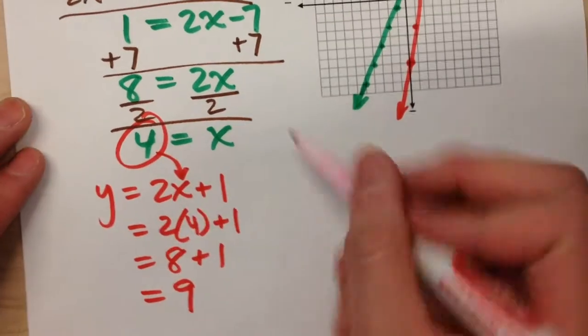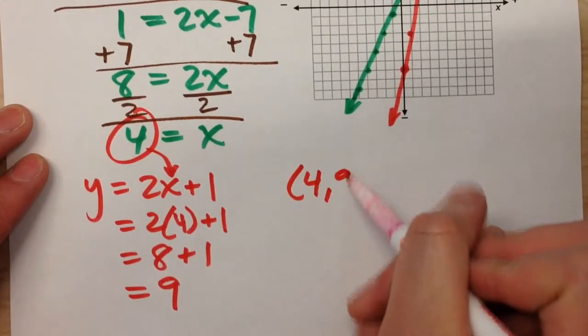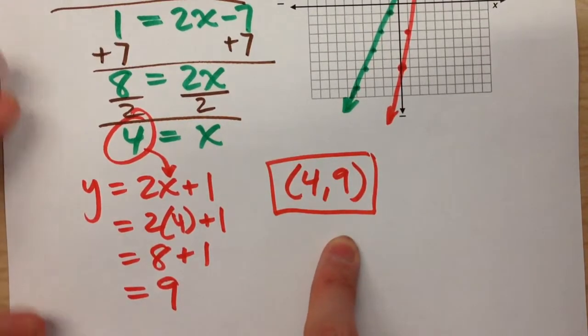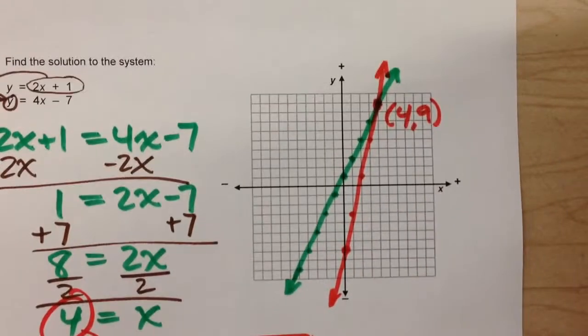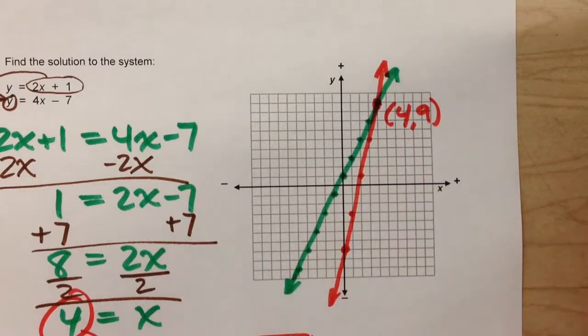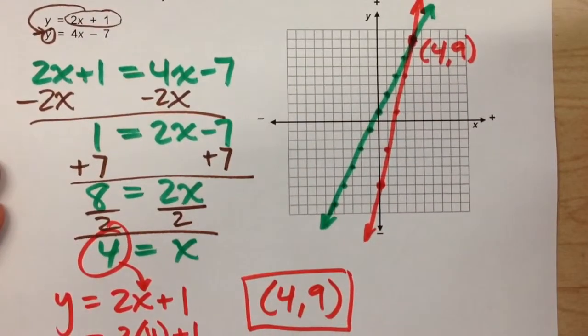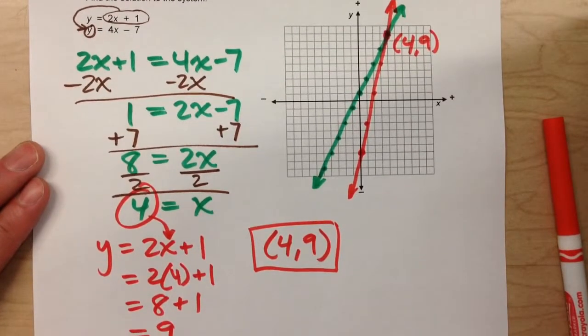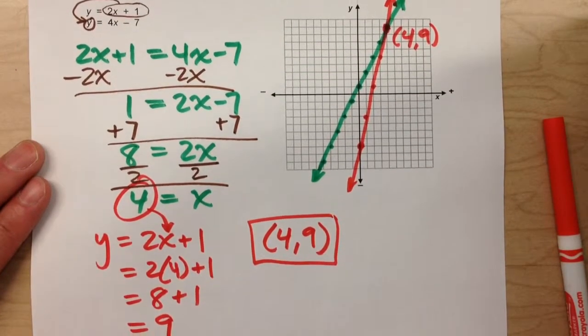So my point of intersection must be 4, 9, which is the same answer that we got by graphing. So there you have it, solving a system of equations using a graph and by using algebra.